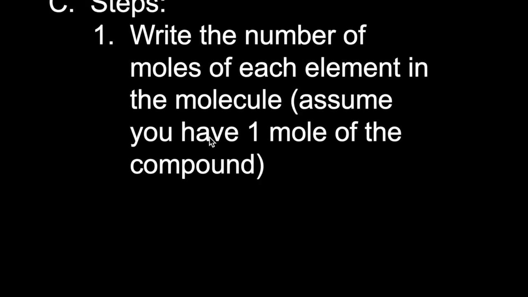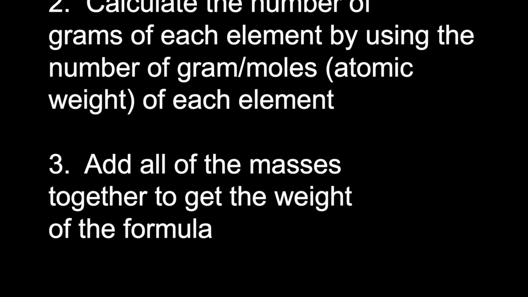So the way that you go about figuring this out is, first, you write the number of moles of each element in the molecule, assuming that you have 1 mole of that compound. We'll talk a little bit more about that later on. Second, you calculate the number of grams of each element by using the number of grams per mole, which is the atomic weight of each element. You find that on the periodic table. And third, you add all the masses together to get the weight of the formula. So let me give you examples, and then we'll come back to this.